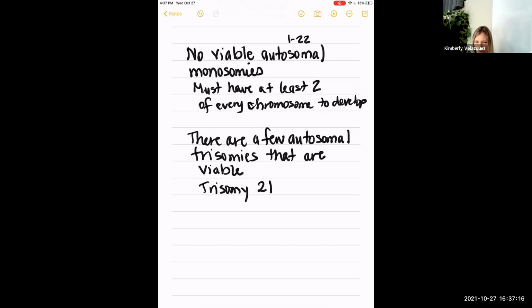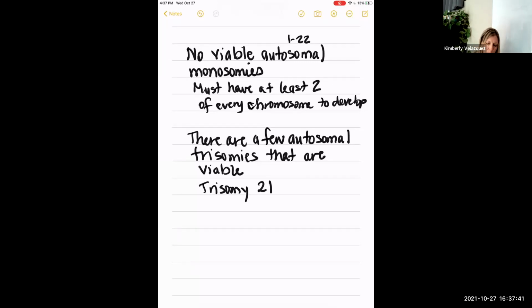It just so happens that 21 is our smallest chromosome. It codes for the smallest number of proteins, and those proteins aren't critical for survival. So trisomy 21 is Down syndrome, and those individuals can become adults. It's the only autosomal trisomy that reaches adulthood.